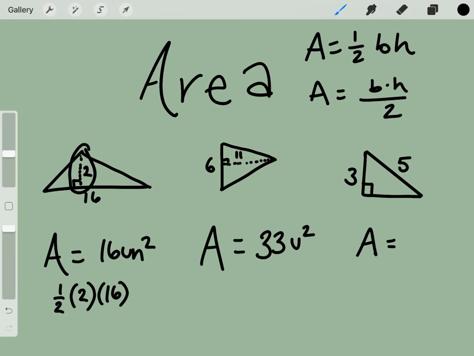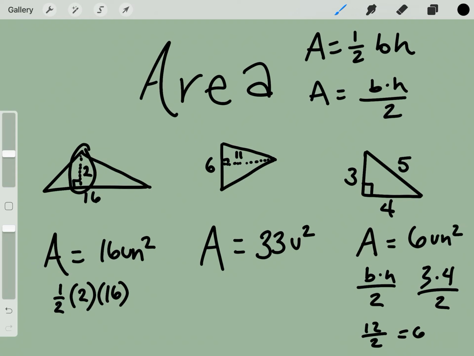So if you remember, you'll know that that missing side is a what? What is our missing side for this triangle? Good, it's 4. And if you want to find the area, you'll do 1/2 base times height or base times height divided by 2. I'll show the other way. Base times height divided by 2. So 3 times 4 divided by 2. 12 divided by 2 equals 6. So our area is 6 units squared.